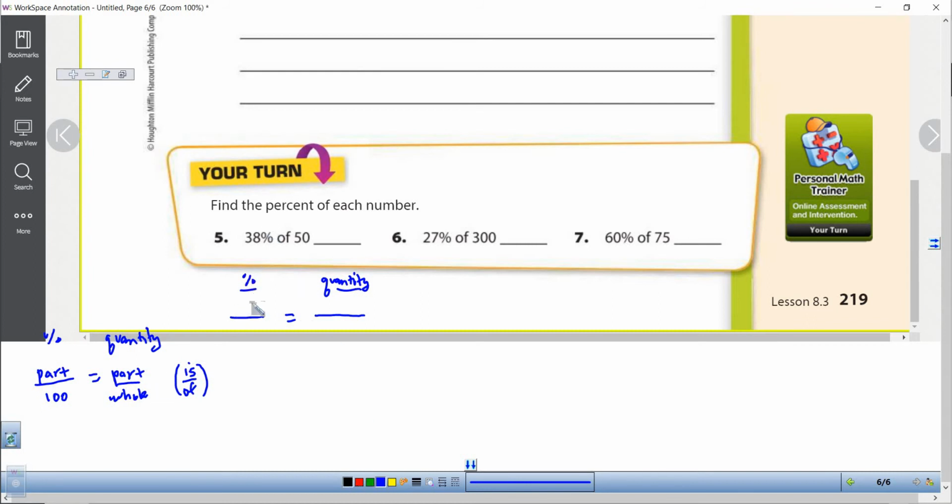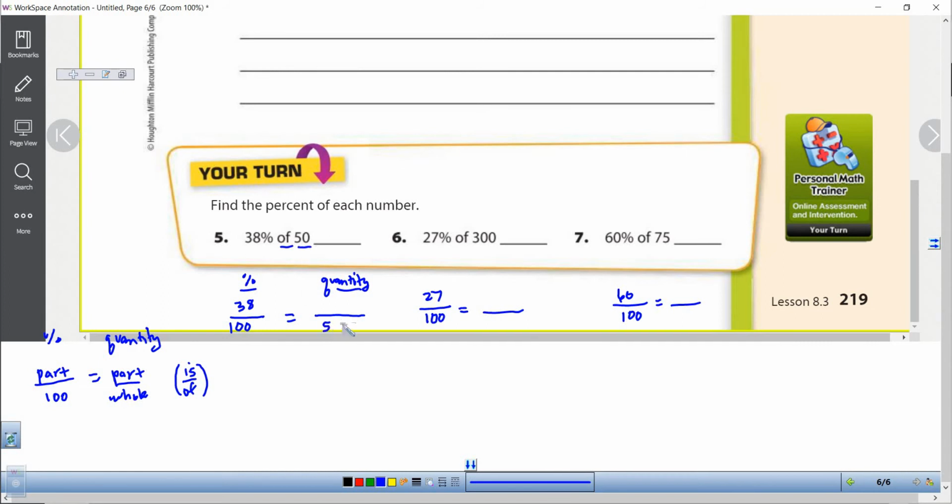We have 38%, so that part is real straightforward. We have 38 over 100. If I did the same thing here, this is 27%. That's 27 over 100. And my last one over here, 60%. That's 60 over 100. And then remember, we have the part over the whole. And here's that of 50.